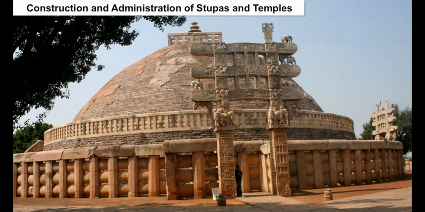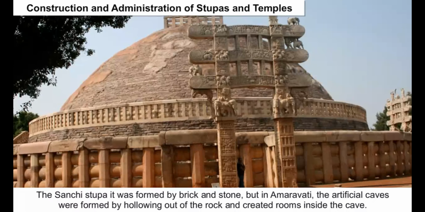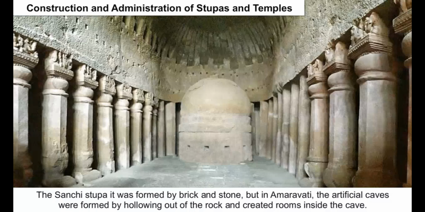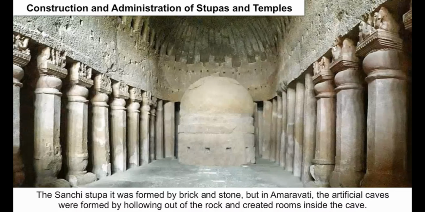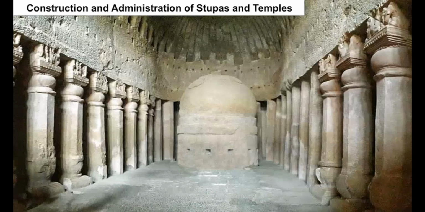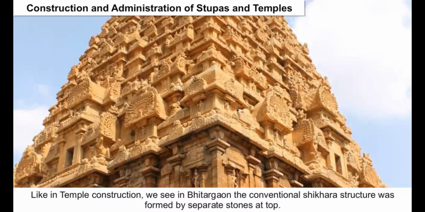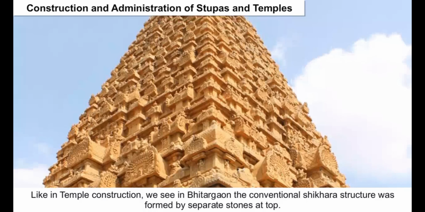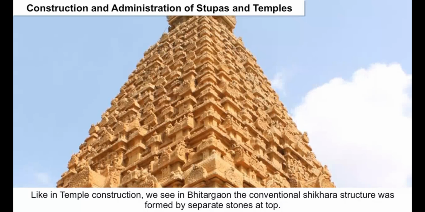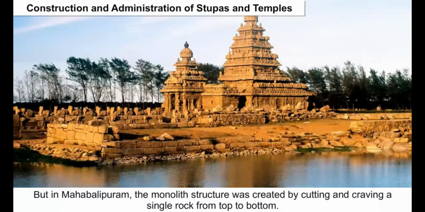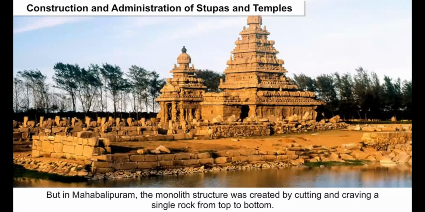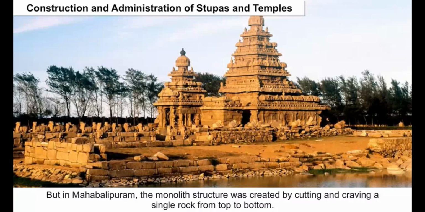Construction and administration of stupas and temples. The Sanchi stupa was formed by brick and stone. But in Amravati, the artificial caves were formed by hollowing out the rock and creating rooms inside the cave. In temple construction, we see in Bhetargaon, the conventional shikara structure was formed by separate stones at the top. But in Mahabalipuram, the monolith structure was created by cutting and carving a single rock from top to bottom.